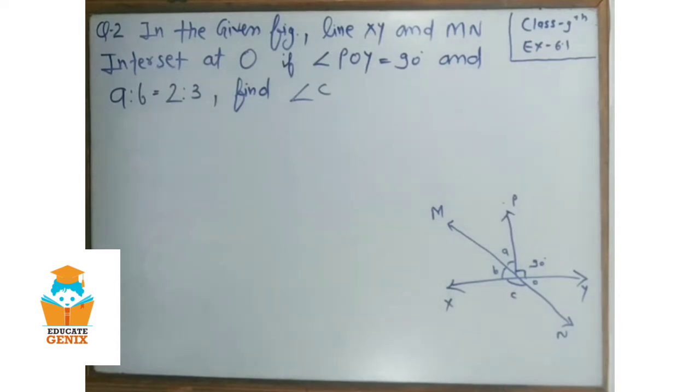Let's see the diagram first. As already given, angle POY equals 90 degrees, angle POM is angle A, angle MOX is angle B, and angle XON is angle C. Let's see the solution.